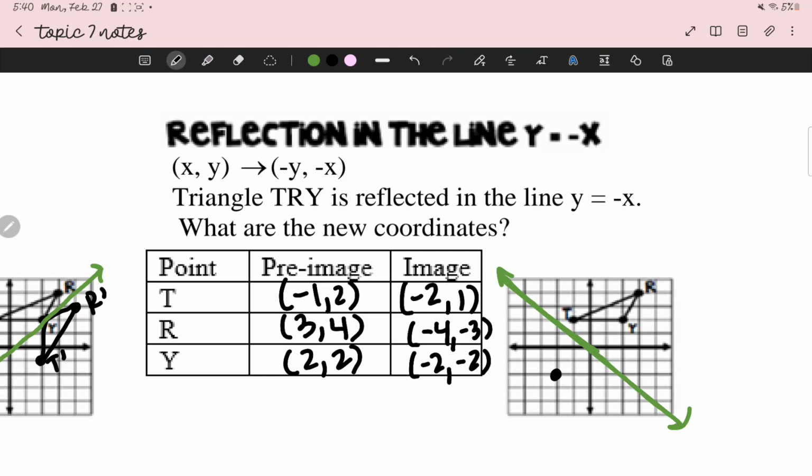Alright, go ahead and graph that. That's Y prime, R prime, and T prime, -2, 1. You see it's the same distance away from that green line as it was before. And -4, -3 is my R prime. Okay, and I am done there.